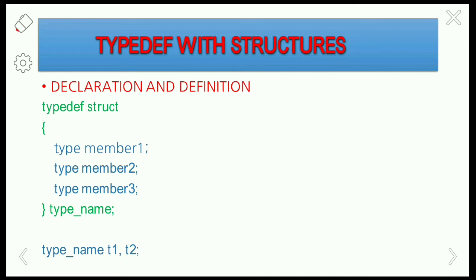Okay, so first of all we will see the declaration and definition here. Typedef struct, so type members, we are declaring the data members here. Then by closing the struct here, I'm giving the type name, followed by the type name, t1, t2. So t1 and t2 are the two variables, two members here, to access the data members in the structure.